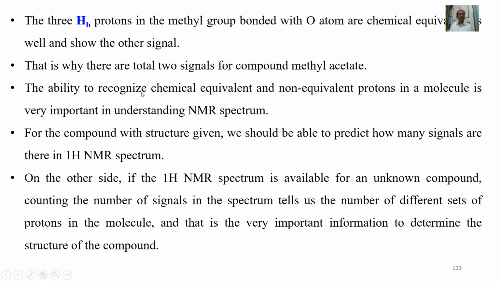The ability to recognize chemically equivalent and non-equivalent protons in the molecule is very important in understanding NMR spectrum. For a compound with a given structure, we should be able to predict how many signals there are in the proton spectrum. On the other side, if the proton spectrum is available for an unknown compound, counting the number of signals in the spectrum tells us the number of different sets of protons in the molecule. And that is very important information to determine the structure of the compound.